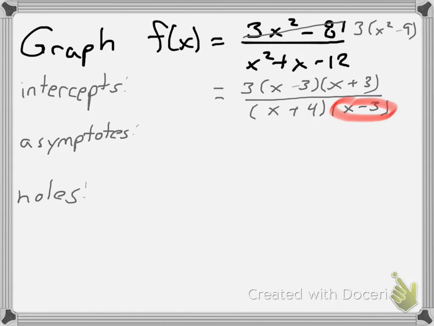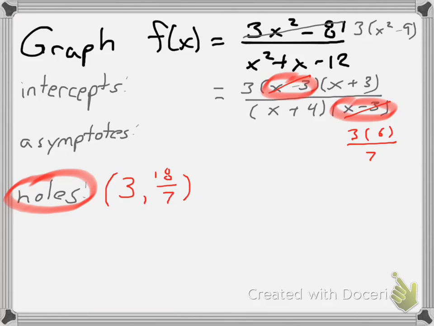Now I notice they have a common factor there. Now a common factor creates a hole. So in this case, the hole is at 3. Now we can get the y-coordinate as well. So the thing to remember, excuse me, is if we want the y-coordinate, then what we'll do is we will cancel out those factors and then plug in the hole's location, 3, into the remaining expression.